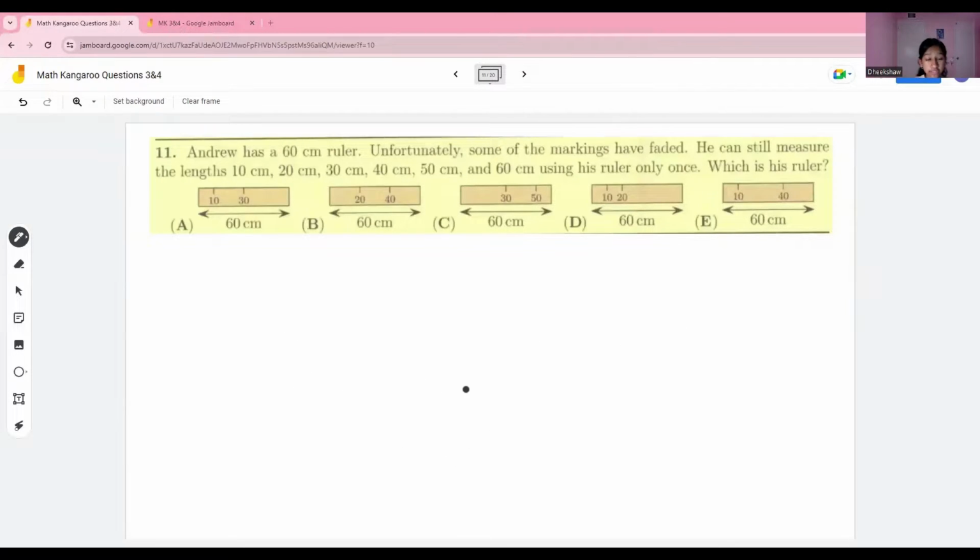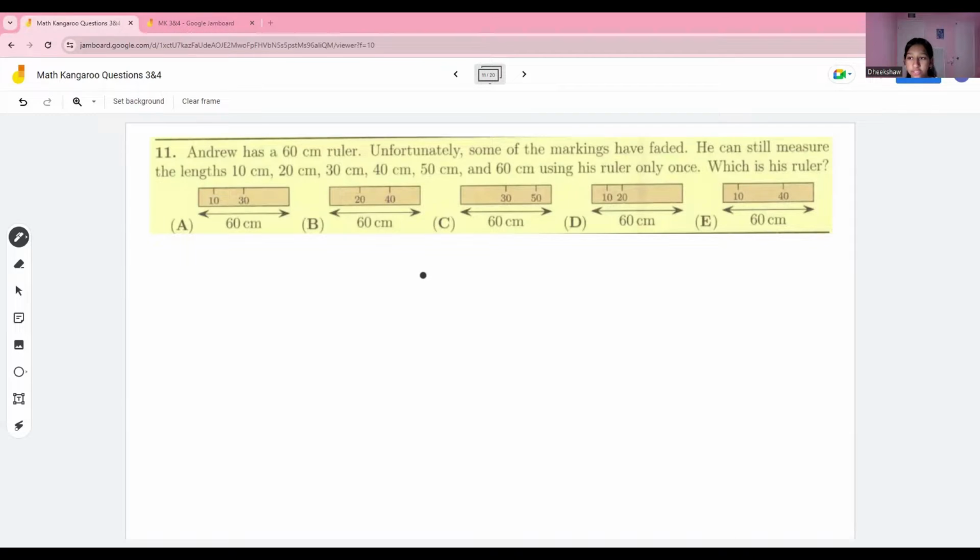Andrew has a 60 centimeter ruler. Unfortunately, some of the markings have faded. He can still measure the length 10 centimeters, 20 centimeters, 30 centimeters, 40 centimeters, 50 centimeters, and 60 centimeters using his ruler only once. Keep that in mind. That's really important for this question. Which is his ruler?